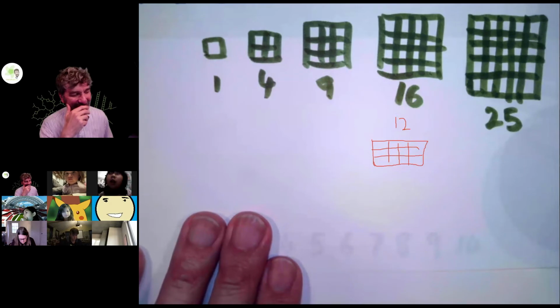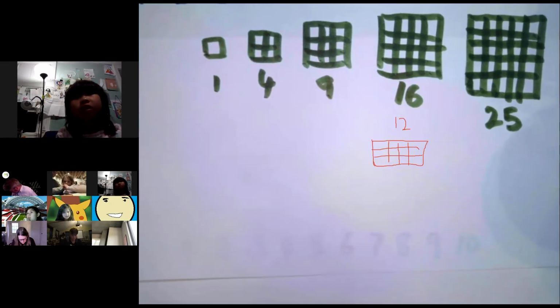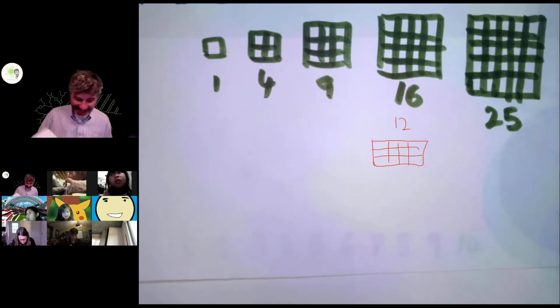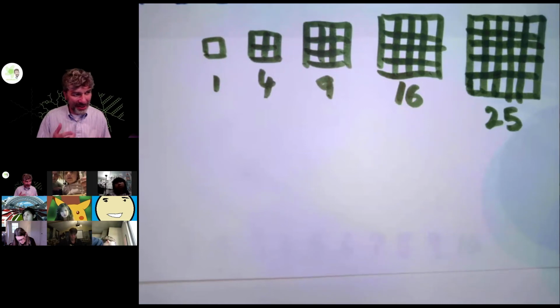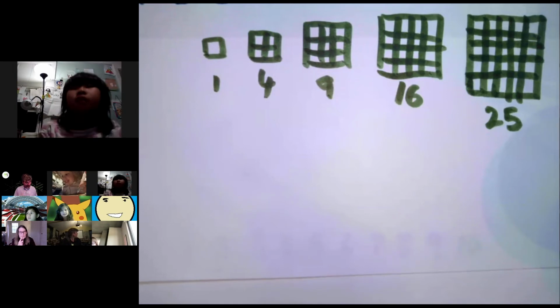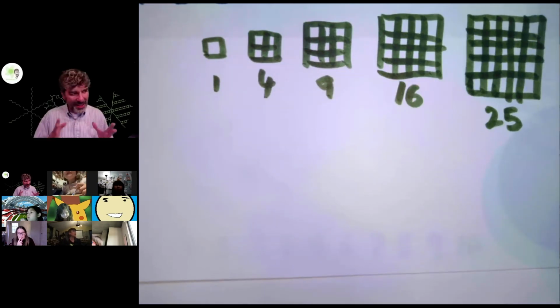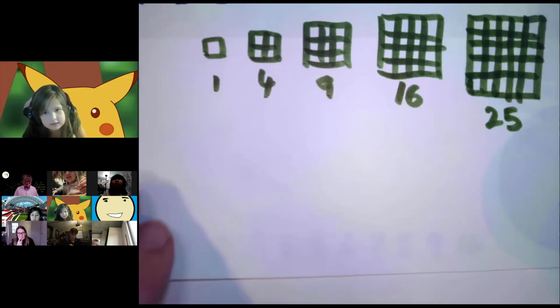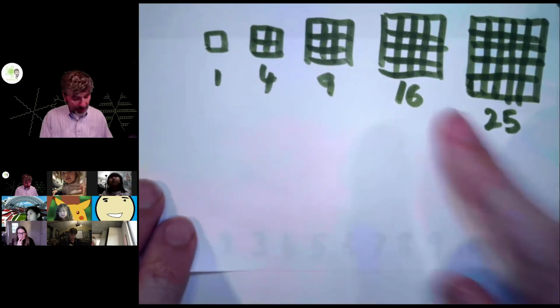10 and 6. Louise, what would you add to 10? Bella's suggesting 6. 10 and 6. Do you like that, Louise? 10 plus 6. If you add 6 to 10, you'll get 16, which is a square number, which is what we're looking for.